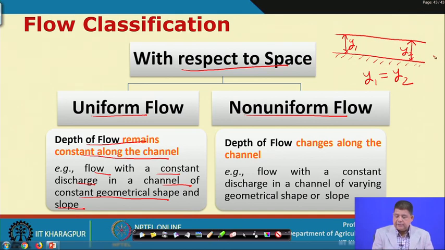On the other hand, if it is a non-uniform flow, then depth of flow changes along the channel. So, even with a constant discharge, in a channel of varying geometrical shape or slope, something has to happen for flow to become non-uniform. That could be by a change in slope of the channel or by putting some kind of structure in the channel, and flow could get converted into non-uniform flow. But basically, if with respect to space the depth of flow remains constant in a channel, that is referred to as uniform flow, and if the depth changes, then it is referred to as non-uniform flow.